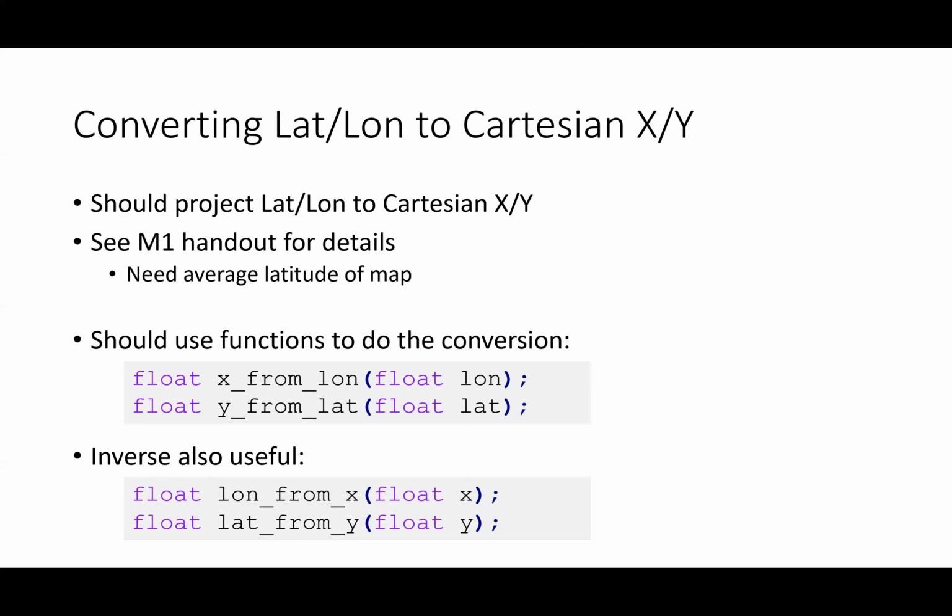And in some cases, it can be useful to go the other way too. This is the one you for sure need, these two, go from latitude and longitude to Cartesian X, Y. In some cases, you might find it useful to go the other way too. But you might not. The other way might not be necessary.